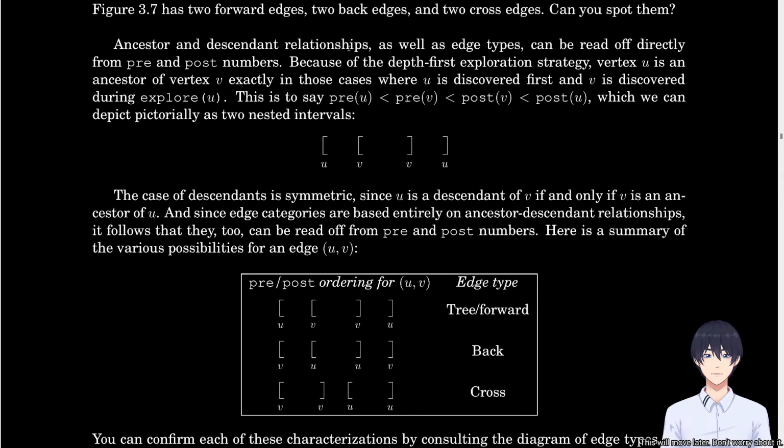Ancestor and descendant relationships, as well as edge types, can be read off directly from pre and post numbers. Because of the depth first exploration strategy, vertex u is an ancestor of v exactly in those cases where u is discovered first and v is discovered during explore u. Fine.